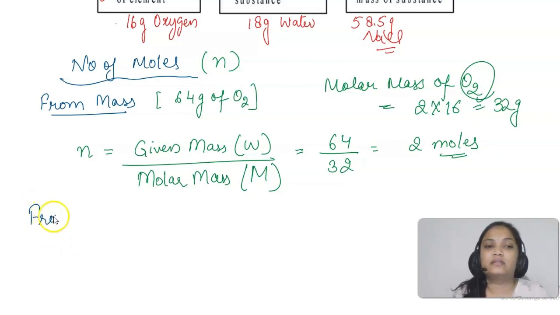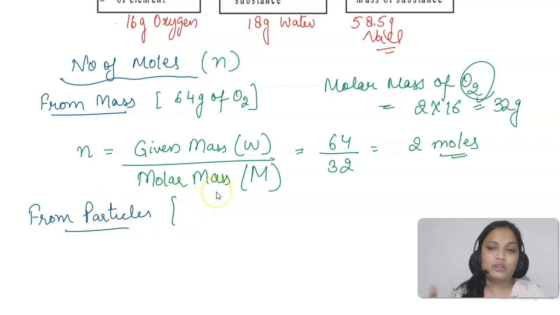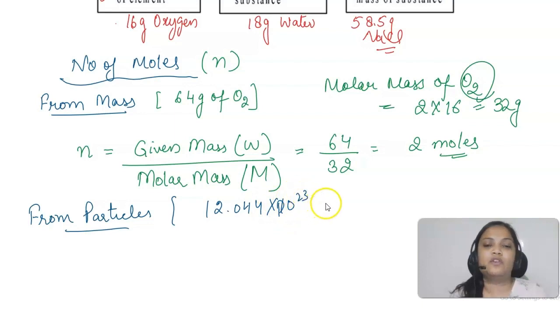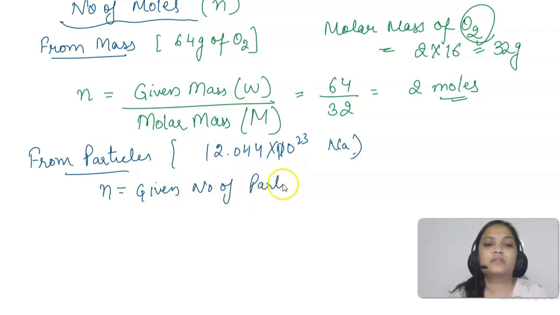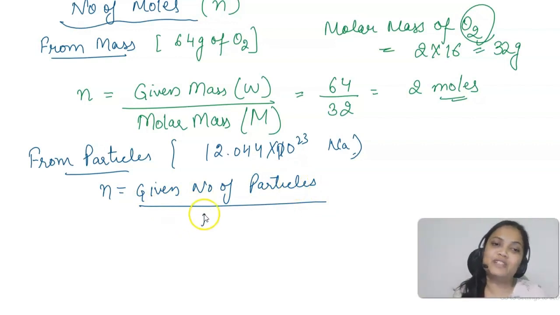Now from particles. If they have given you, for example, find out the number of moles in 12.044 into 10 to the power 23 particles of sodium atom. So how many moles? If you are given the particles, just write the given number of particles. And 1 mole of a substance has how many particles? Avogadro's number. So you will just divide it by Avogadro's number, 6.022 into 10 to the power 23. You will get the number of moles.